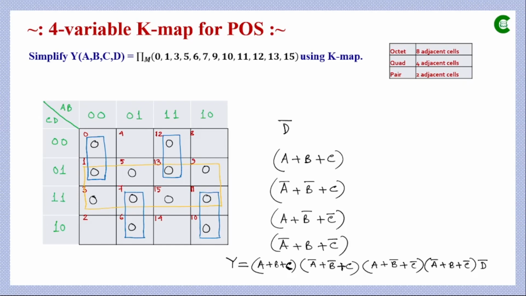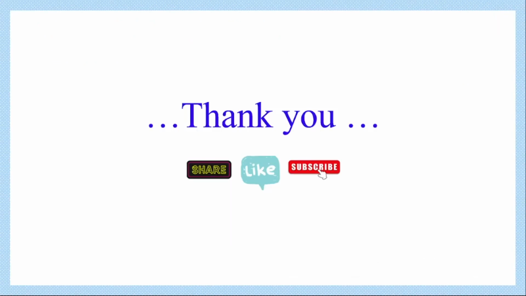So till now we have learned how to simplify a Boolean expression using K-map for 3 variables and 4 variables. In the next class we will be solving a few Boolean expressions using K-map by considering don't care conditions. So till then, stay safe and stay healthy. Stay tuned. Thank you.